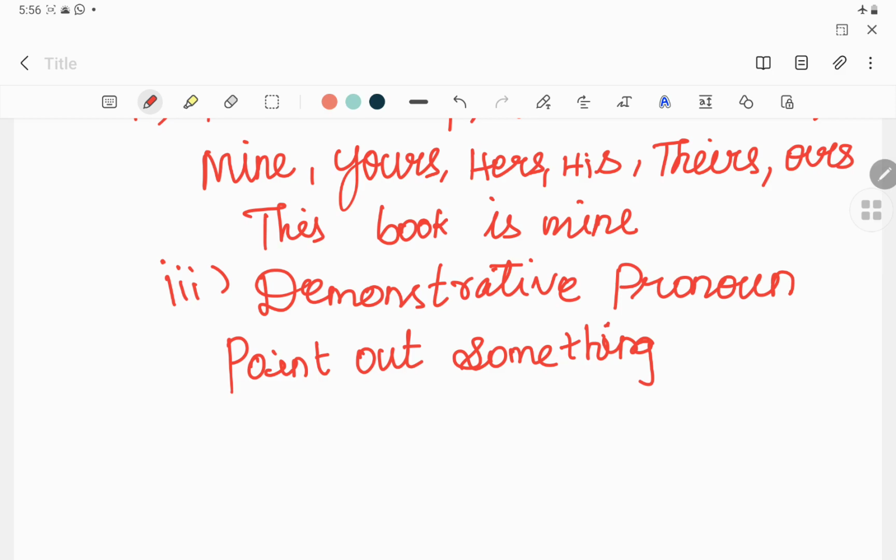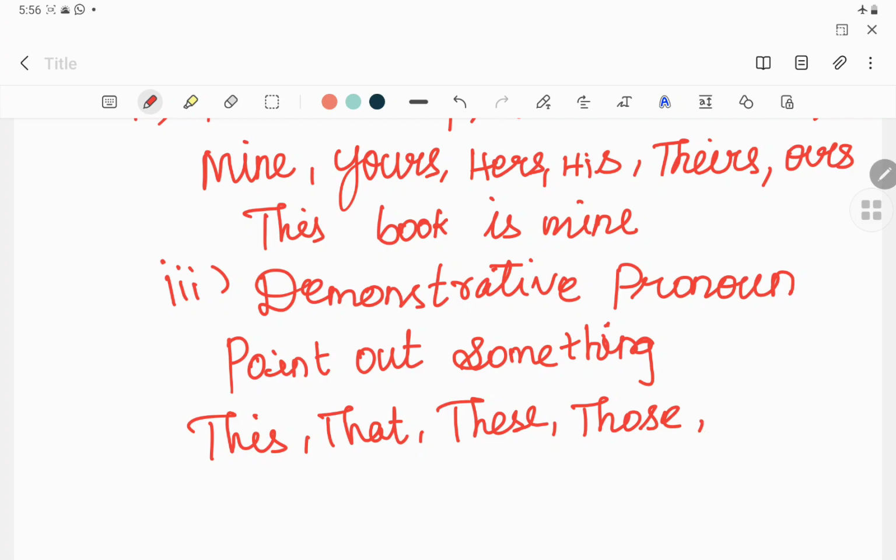So what are they? This, that, these, those, there. Okay, so these are all under demonstrative pronoun. First of all you want to memorize all those things which come under the personal pronoun, which come under the possessive pronoun, which come under the demonstrative pronoun. These are all things you want to memorize.